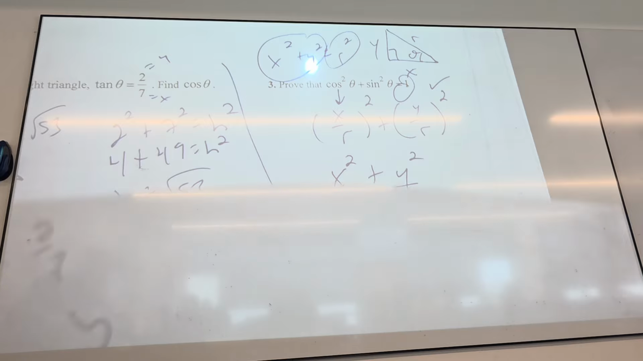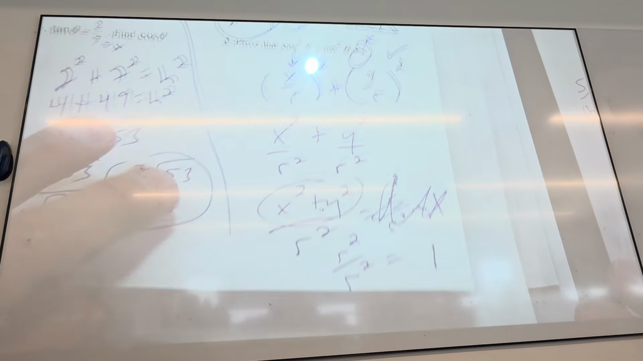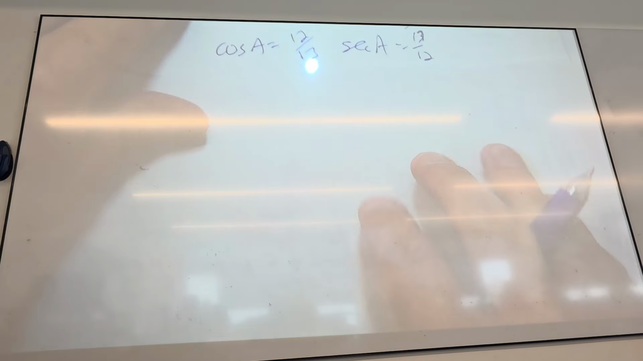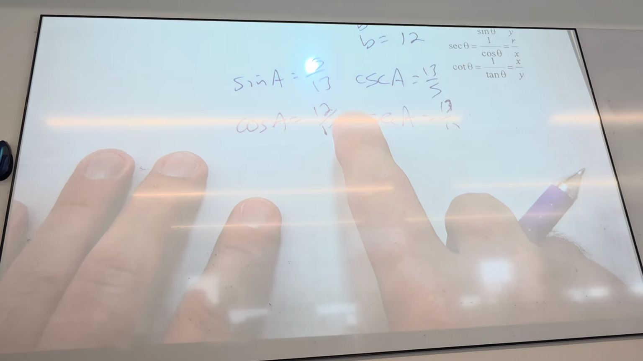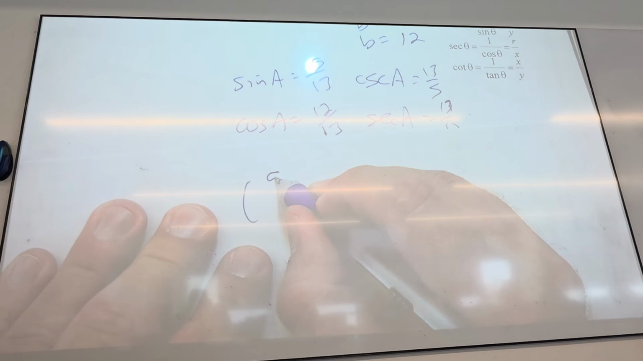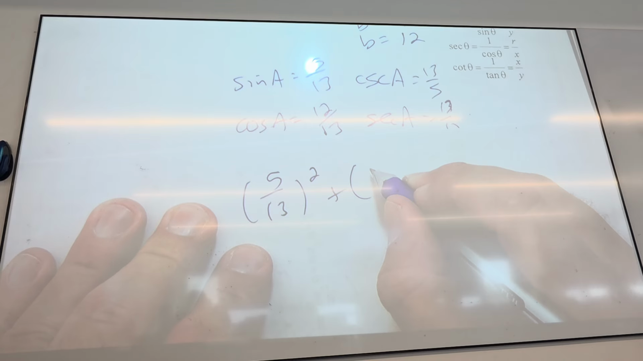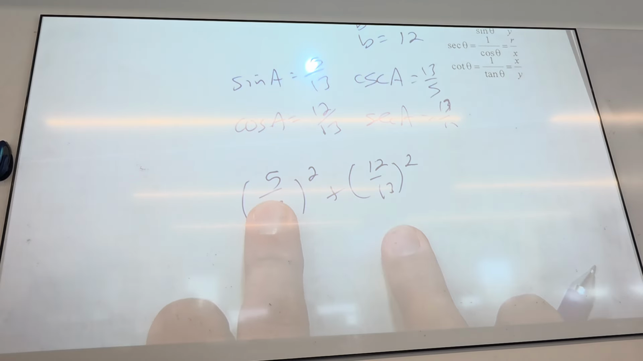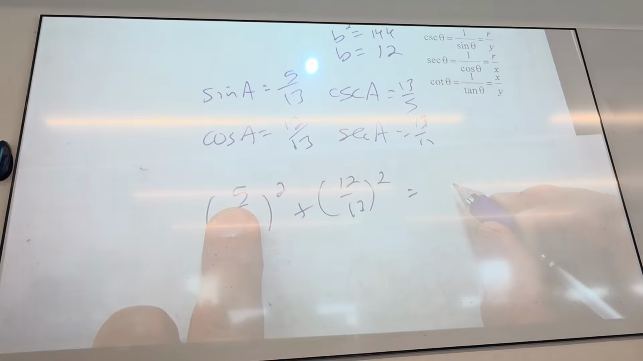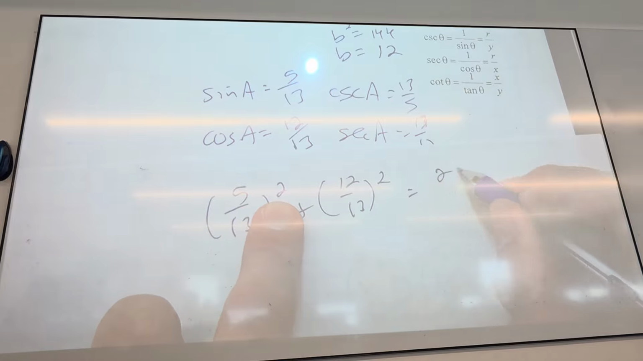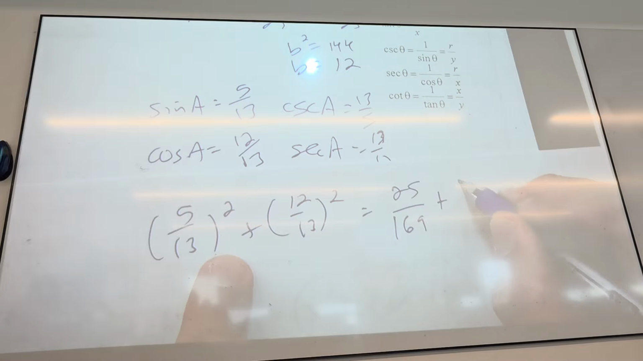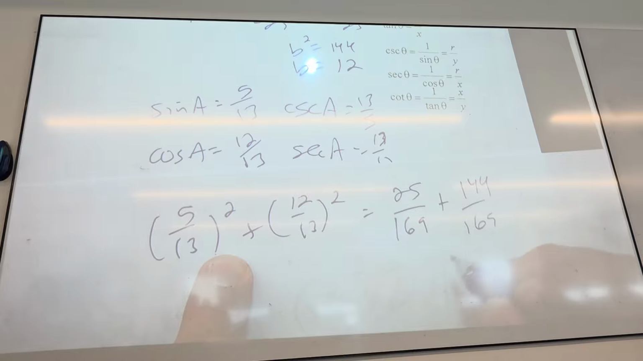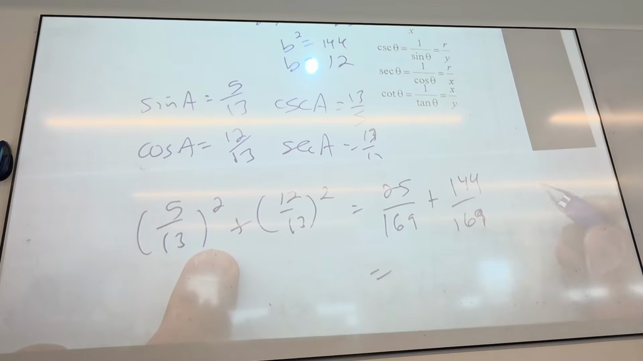Look at this problem here. Let's try it. Sine squared plus cosine squared. Is everybody with me? 5 squared is 25. 12 squared is 144. What's 25 plus 144? 169, which is 13 squared.